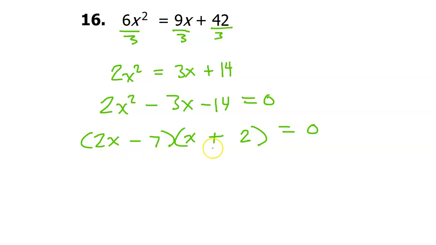Go ahead and set each factor equal to 0 and solve. So if I do that, I will get x is equal to 7 over 2, and x is equal to -2.